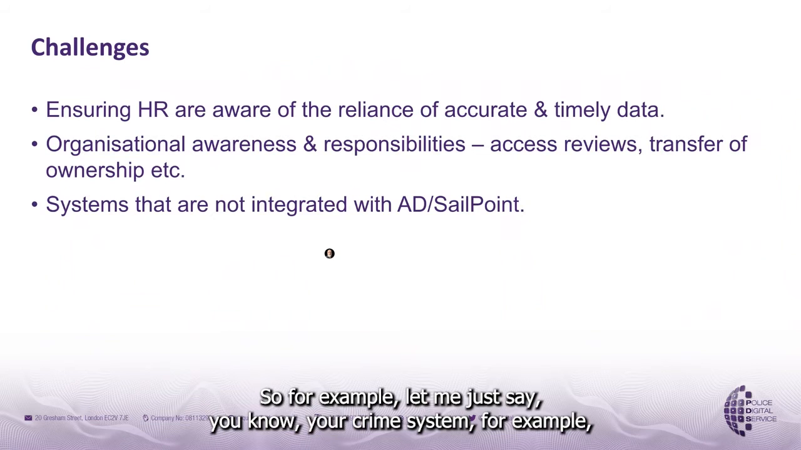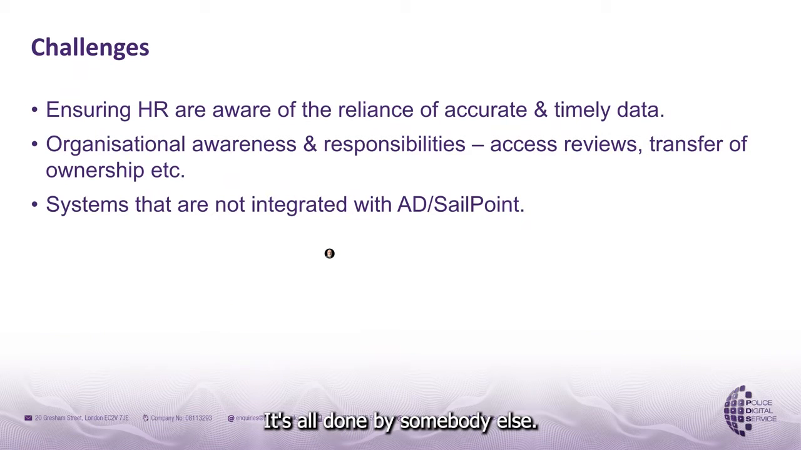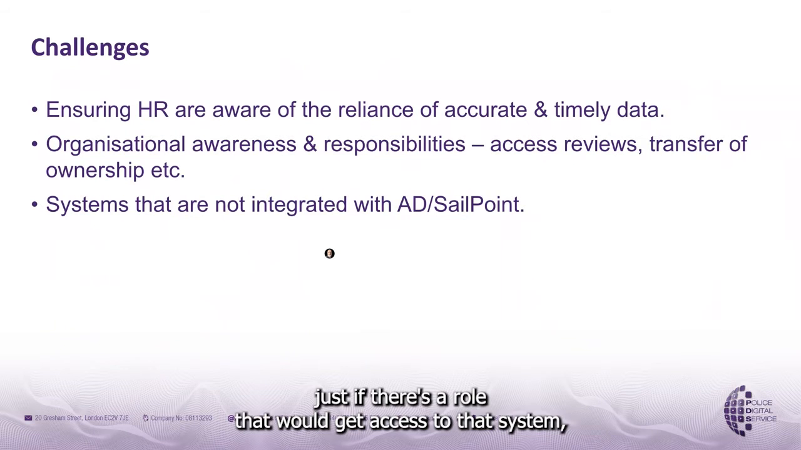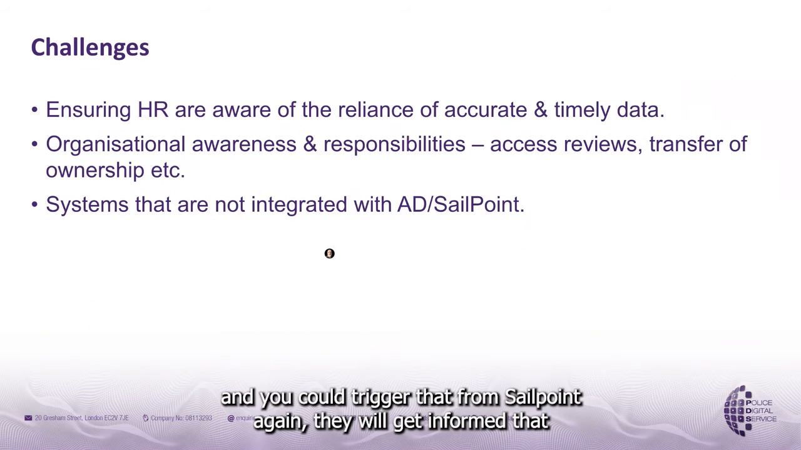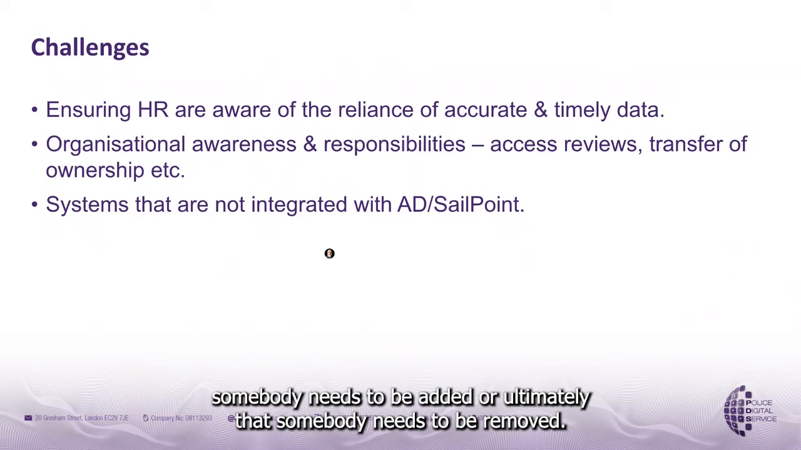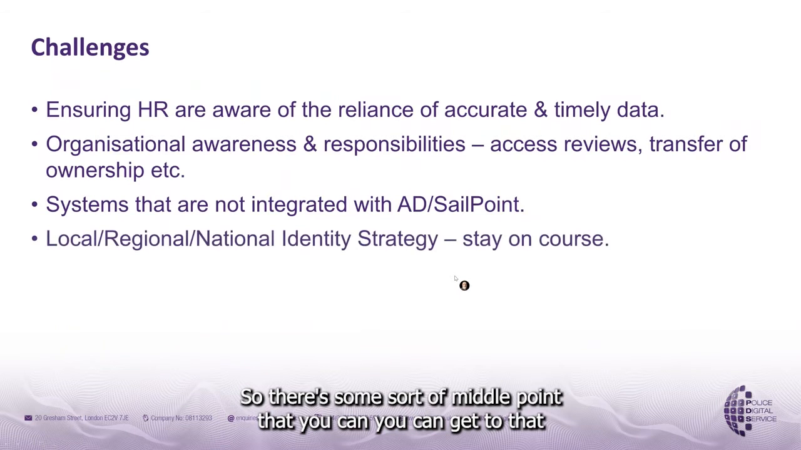So for example, let me just say, your crime system, you have a separate username and password, you have a separate security model, it's all done by somebody else. But what you could do within this is, if there's a role that would get access to that system, send the system owner an email, and you could trigger that from SailPoint. Again, they will get informed that somebody needs to be added, or ultimately that somebody needs to be removed. So there's some sort of middle point that you can get to there.